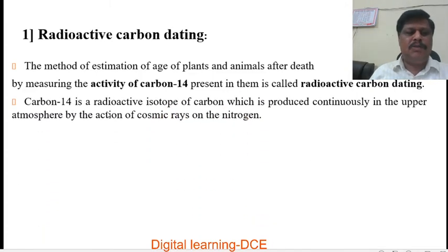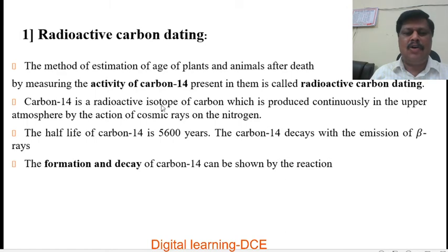So dear students, we know that carbon 14 is a radioactive isotope of carbon which is produced continuously in the upper atmosphere by the action of cosmic rays on the nitrogen which is in the atmosphere. We know that the half-life of carbon 14 is 5600 years. The carbon 14 continuously decays with the emission of beta rays.